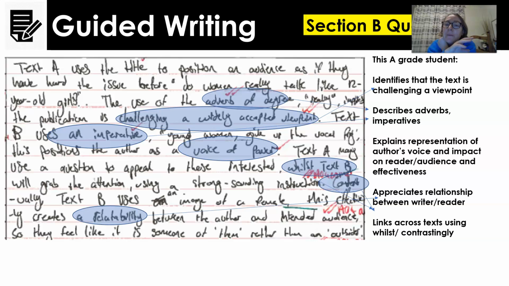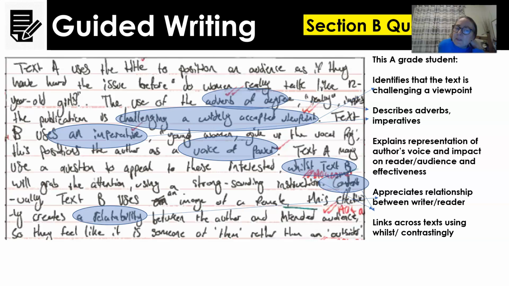They haven't just said adverb of degree, which is higher order. The use of the adverb of degree really implies the publication is challenging a widely accepted viewpoint. So there we've got that they're identifying that the text is challenging a viewpoint. So this idea of identifying a feeling, an idea, an opinion.